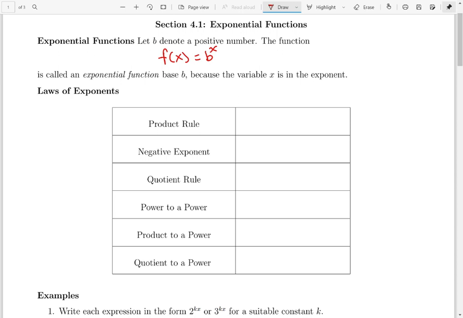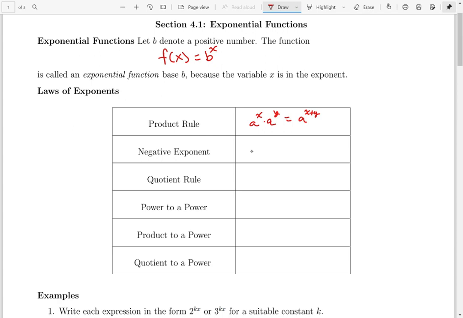Now, once we have these exponential functions, recall that we have a handful of exponent rules that will dictate how we can work with these functions. And so remember, we have a product rule, that is if I have a raised to some variable times a raised to a different variable, then because the bases are the same, that's the same thing as the matching base a raised to the x plus y power.